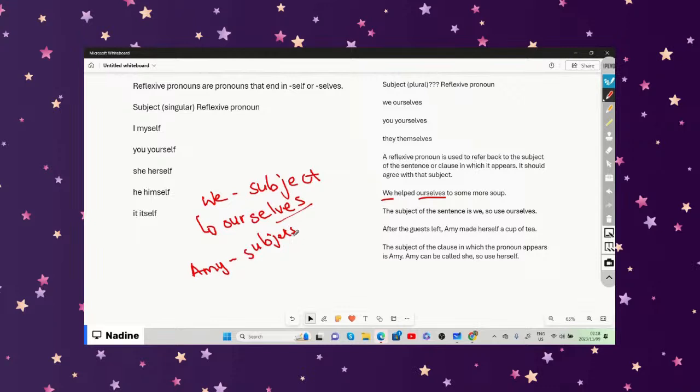So she's the subject. It tells us who did the action. And Amy refers to one person, which means that we can say herself. And herself refers to a singular form. It only refers to one person. So herself refers to one person, whereas ourselves refers to more than one person.